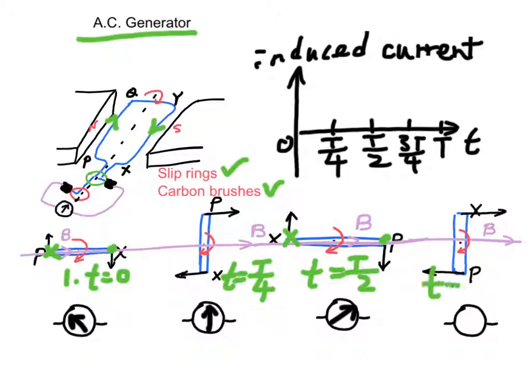At time equal to 3/4 of a period, the plane of the coil is again perpendicular to the magnetic field. Hence, there is again no induced current. The variation of induced current with time will be like this one.